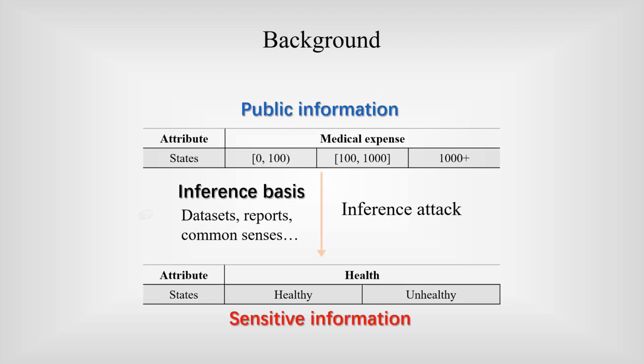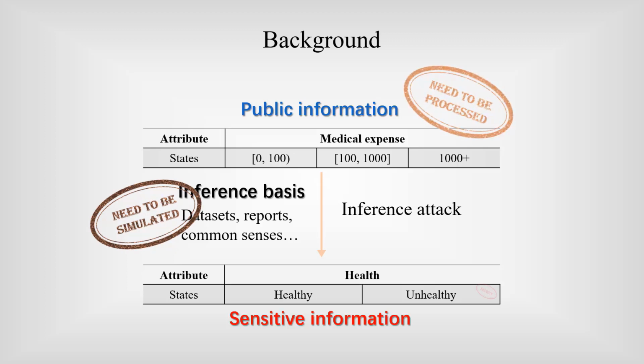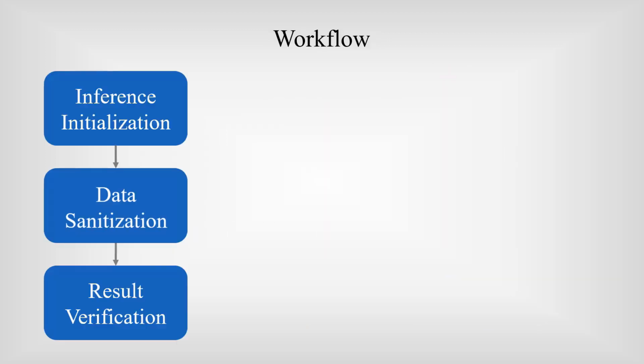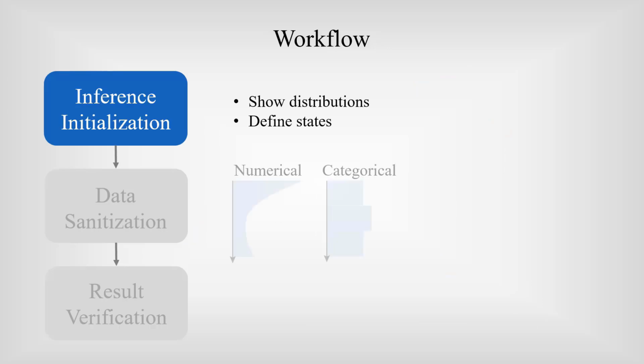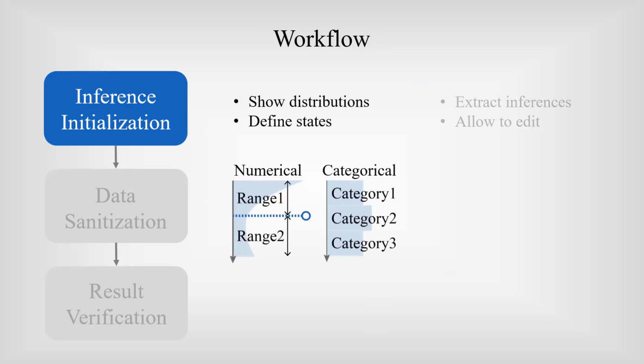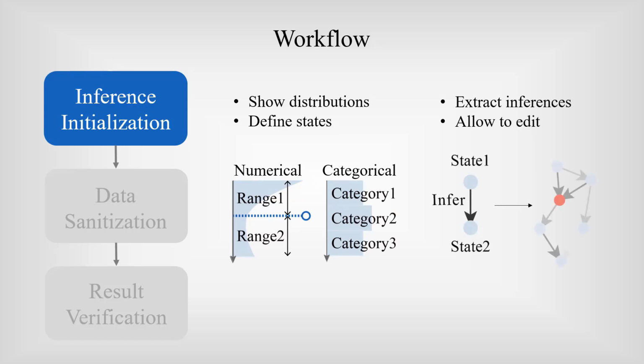As a solution, in this work, we simulate adversaries' background knowledge and interactively recommend appropriate processing schemes that protect sensitive information from disclosure. Our approach has 3 stages. In the inference initialization stage, users define states according to data distributions. We extract underlying inferences through conditional probabilities and construct an inference graph.